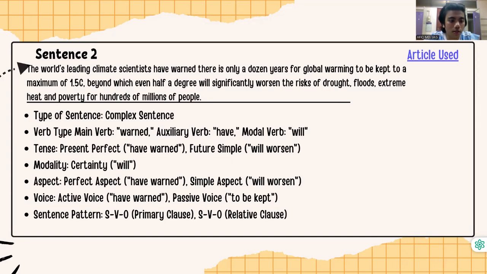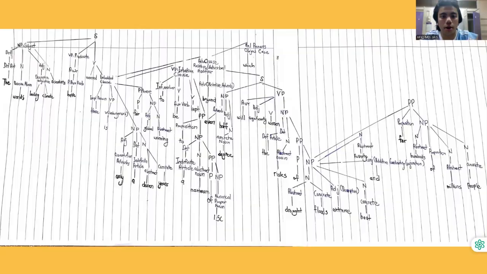And the voice of the sentence is active voice, such as have won, and passive voice, such as to cap. So the sentence pattern is SVO for the primary clause, and also SVO for the relative clause. So moving on to the tree diagram. So now let's look at the tree diagram.